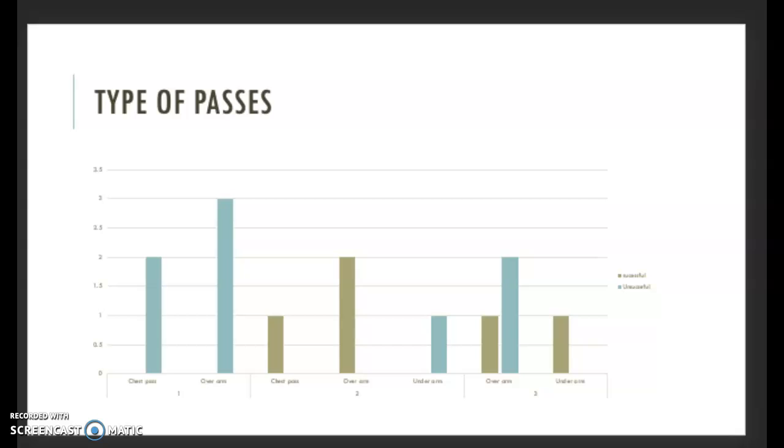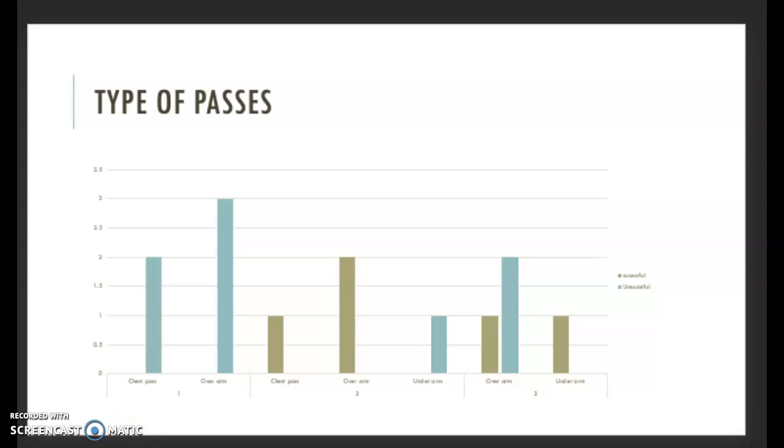Next one, types of passes. So then I looked at types of passes that the team did. Overall, overarm passes were more successful in zone 3 and underarm passes were the least successful. I also noticed that chest passes were not often used in the game. However, when chest passes were used, they were almost all successful, which tells me a bit more about how they were playing. Also, the 1, 2 and 3, that's the left, the middle and the right. I forgot to mention that.